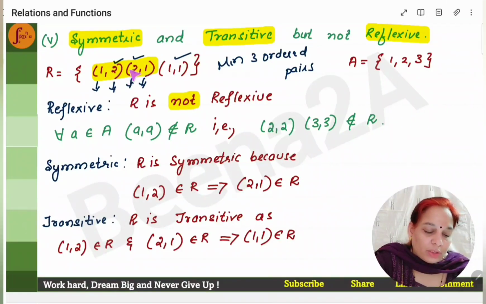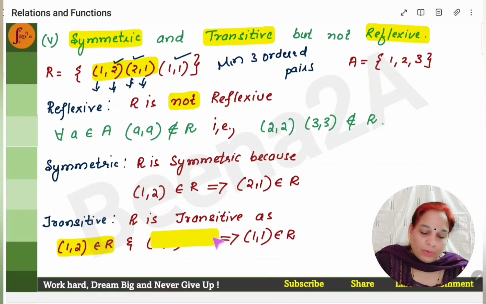This is the only combination where 2 is common. Therefore, this is transitive. So you say R is transitive as (1, 2) belongs to R and (2, 1) also belongs to R, implies that (1, 1) belongs to R.